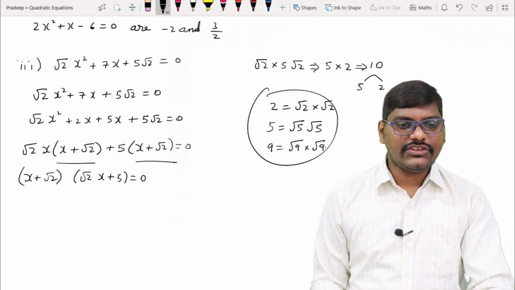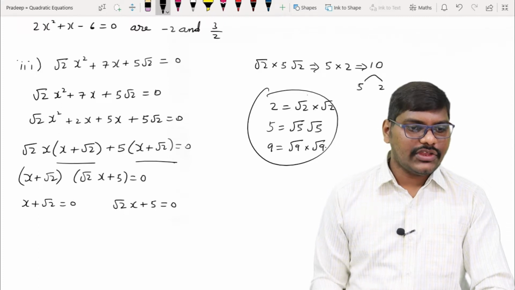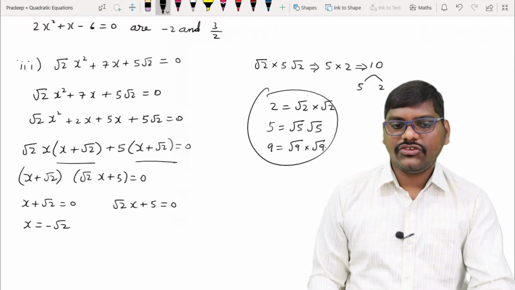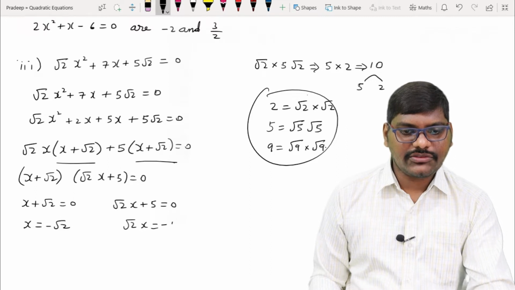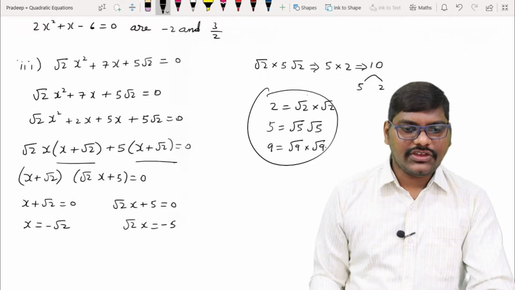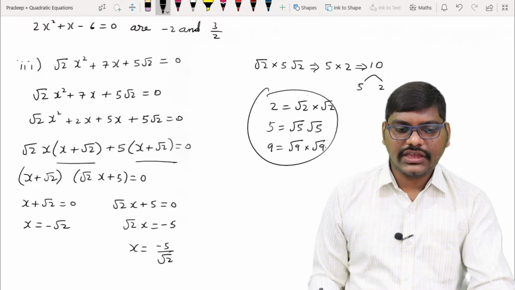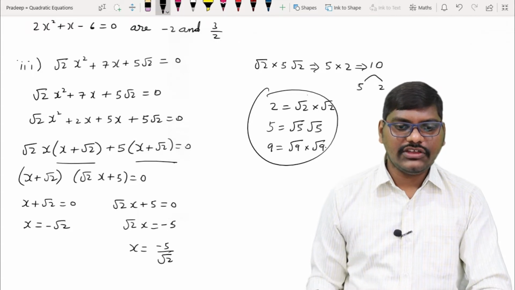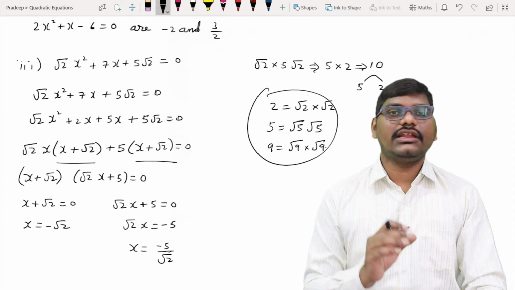Now if I write this separately, x plus root 2 equal to 0 and root 2x plus 5 equal to 0, then this root 2 I can send to the other side. This becomes minus root 2. And in root 2x plus 5, when I send 5 to the other side it becomes minus 5, and sending root 2 to the other side, we get minus 5 by root 2. So the values we got are x equal to minus root 2 and minus 5 by root 2. These are the two factors which we got for this particular question.